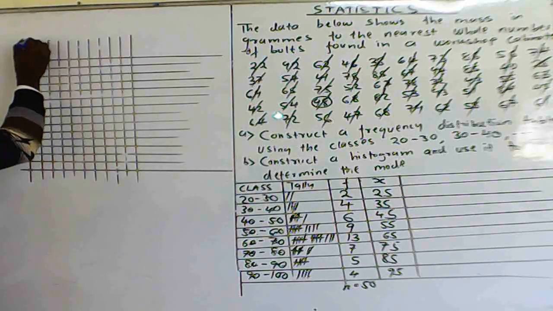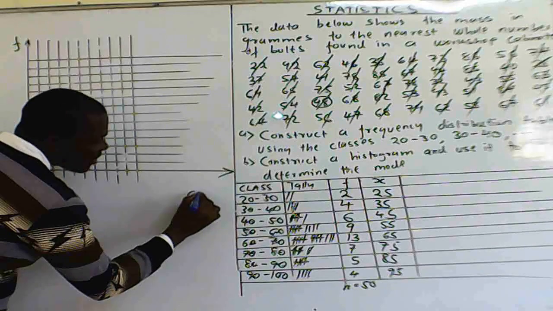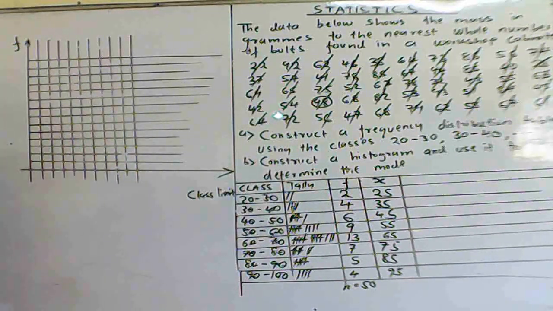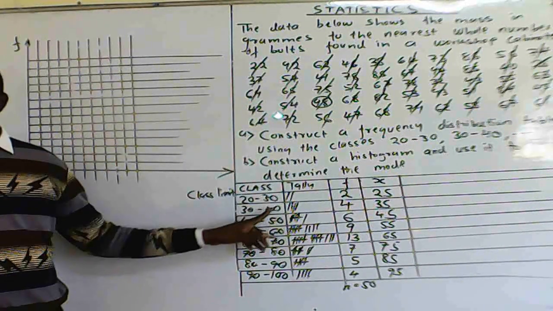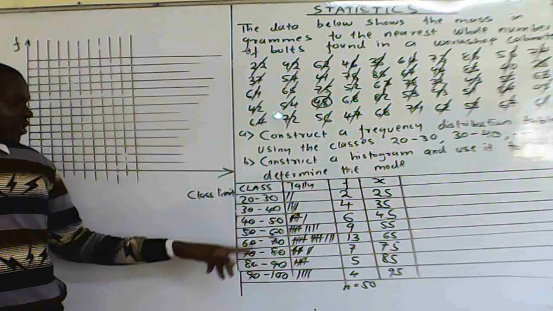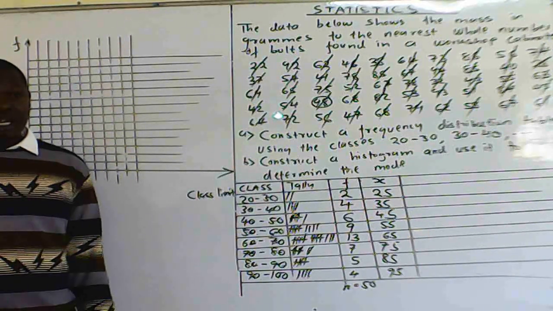So this is my graph paper. That is the y-axis, frequency, and the x-axis is the class limits, isn't it? Are we together? Now we've seen the class limits are the same as class boundaries. Average of 30 and 30 is 30, average of 40 and 40 is 40, average of 50 and 50 is 50. So class limits are the same as class boundaries.